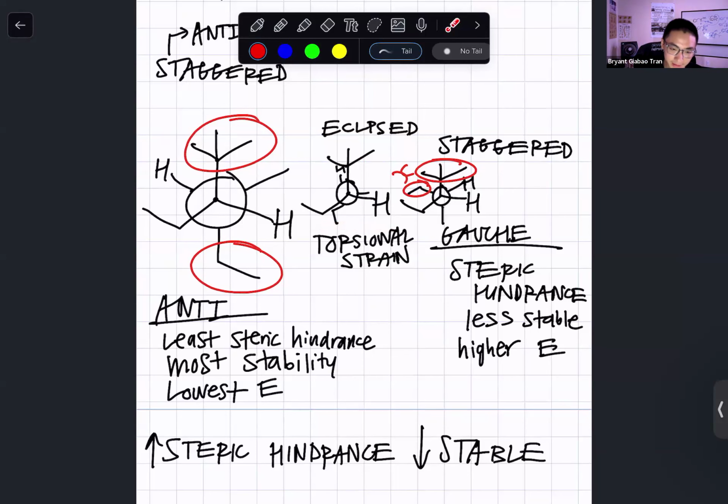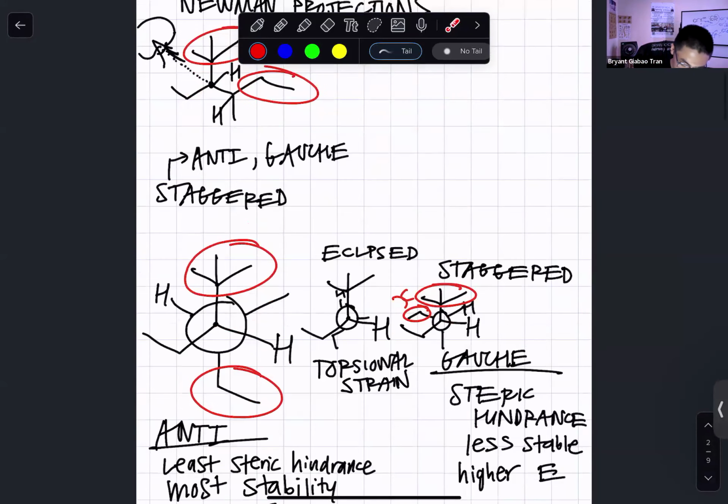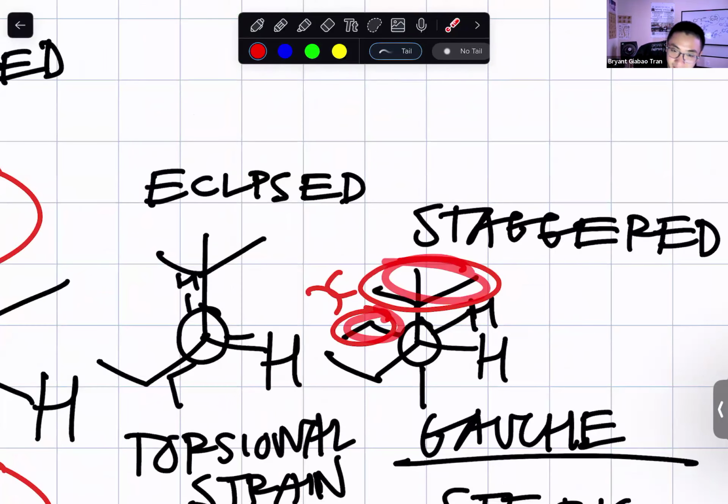So that's Newman projections, how you could view them and how you rotate the bonds to get the different conformations, like staggered and eclipsed, and then the two specific types of staggered, anti and gauche. Anti is when the two bulkiest groups are on opposite sides of each other, anti to each other, and gauche is when they are adjacent to each other, but still staggered, like that.